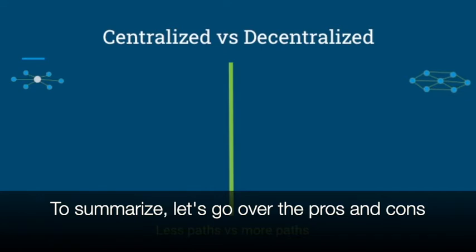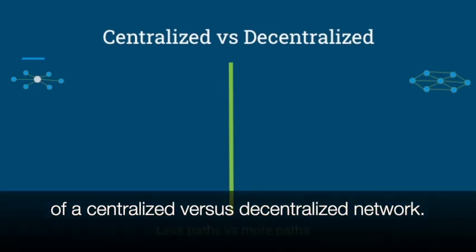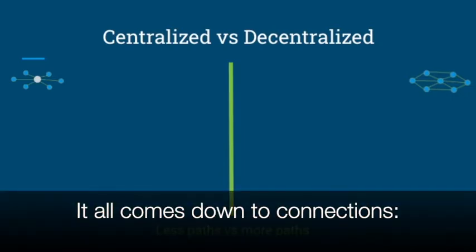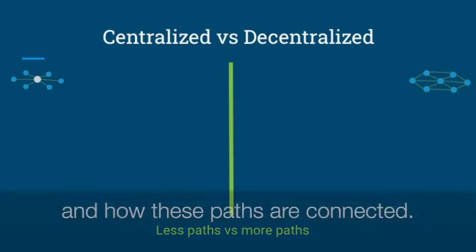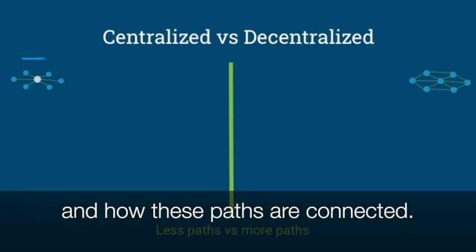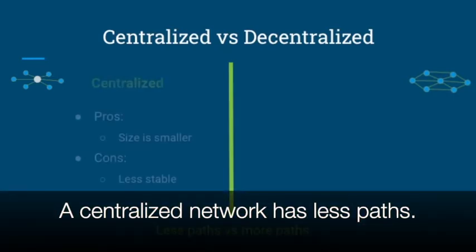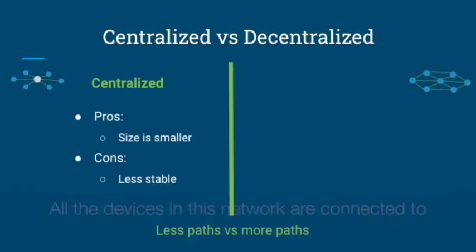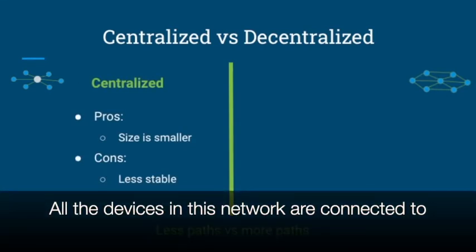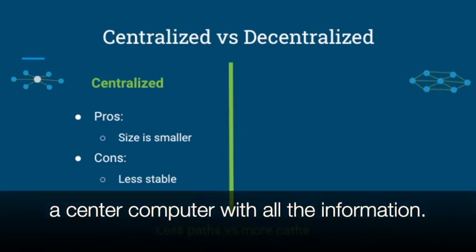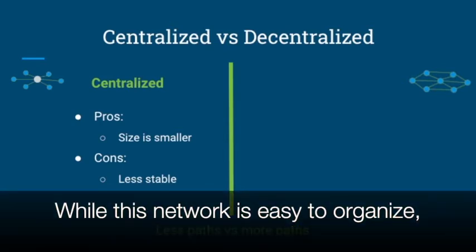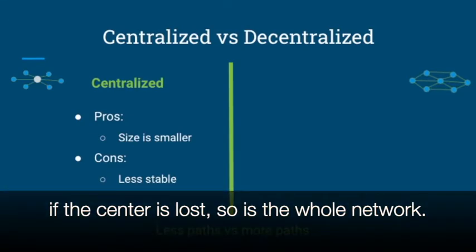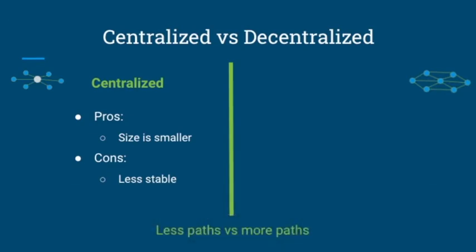To summarize, let's go over the pros and cons of a centralized versus decentralized network. It all comes down to connections, how many paths exist within the network, and how these paths are connected. A centralized network has less paths. All the devices in this network are connected to a center computer with all the information. While this network is easy to organize, if the center is lost, so is the whole network.